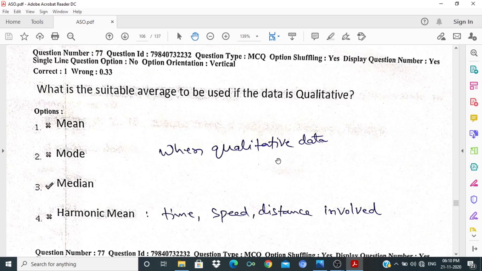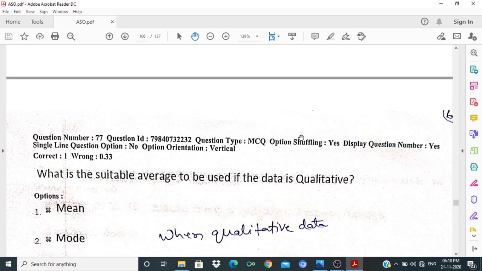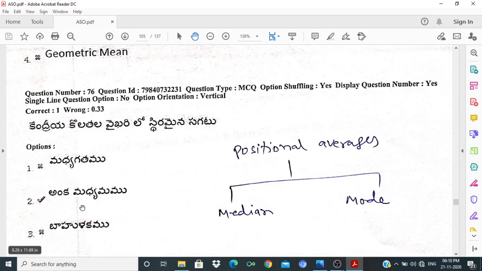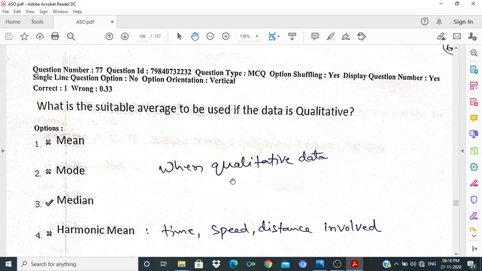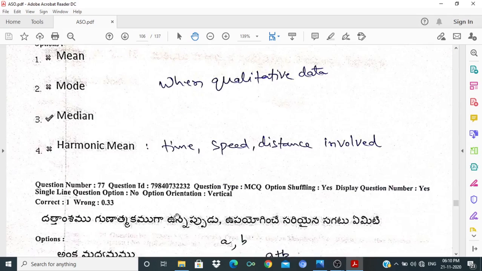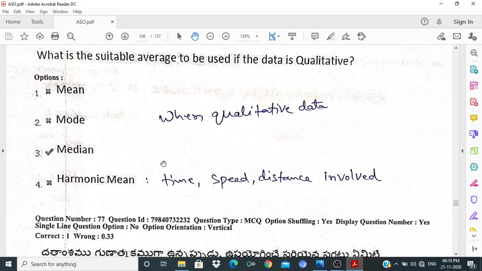Which is the suitable average to be used if the data is qualitative? When we have quantitative data, the mean is the stable measure. When the data is qualitative, the median is the suitable measure. If time, speed, distance are involved in the data, the harmonic mean is used. Mode is used for business people, the frequently occurring value in the data.